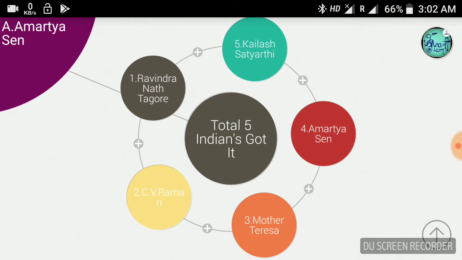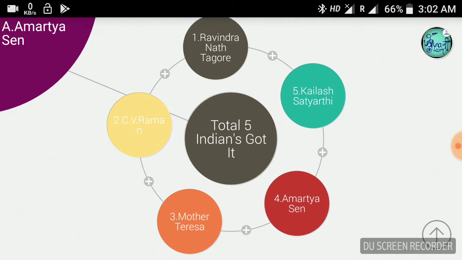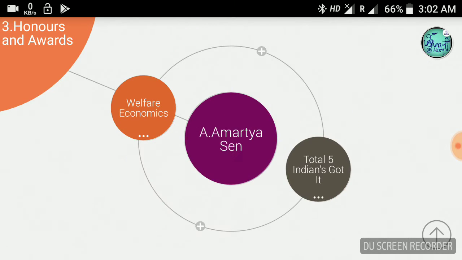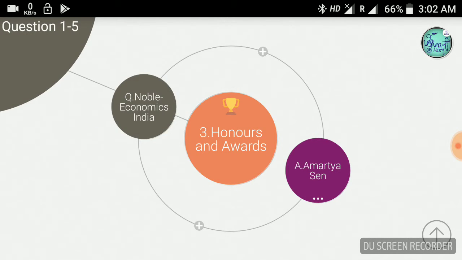I have already discussed him. The fifth one is Kailash Satyarthi. Kailash Satyarthi recently got this prize for child support in India, and these are the five prize winners from India.